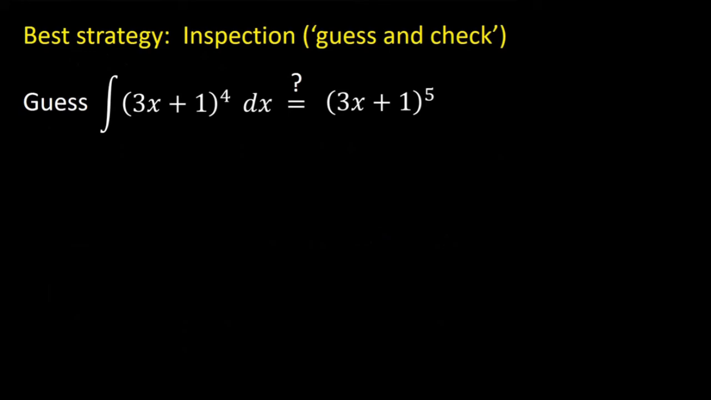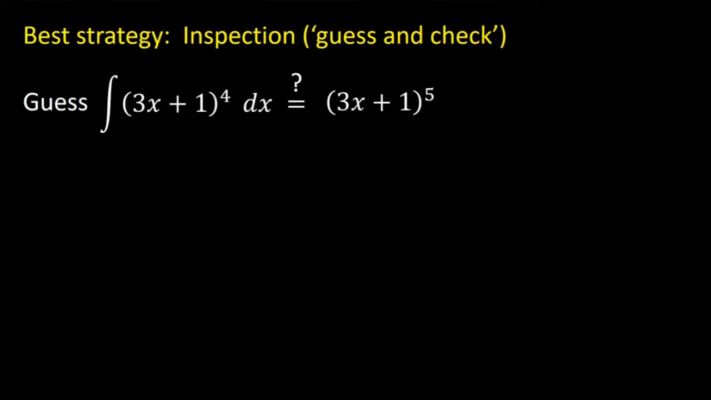Now, there are lots of tricks for finding antiderivatives, and most of them we won't get into in this course. You'll need a later calculus course to get there. But I'll tell you that by far the most helpful technique is one that you can start using right now, and it's simply called inspection. I call it guess and check. So for example, we want the antiderivative of 3x plus 1 to the fourth. Now, we have a feeling the answer should be something like 3x plus 1 to the fifth.